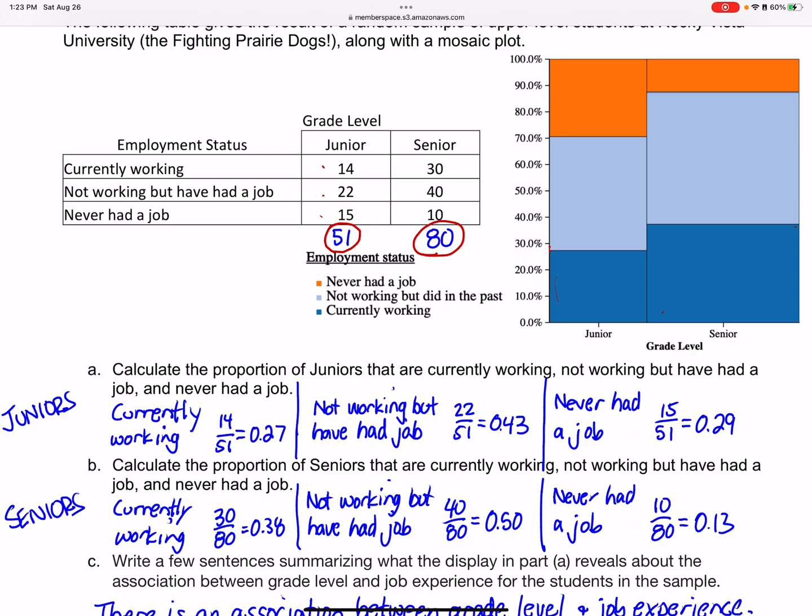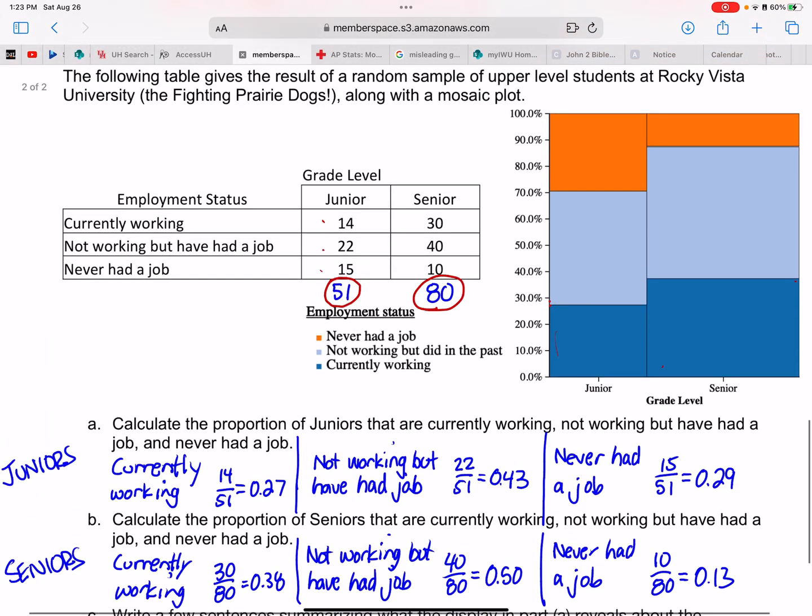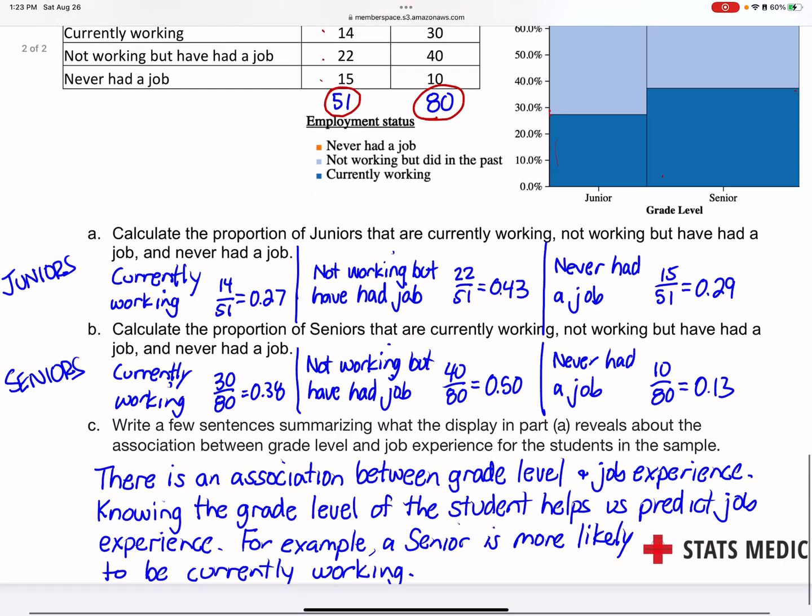Because all the percentages are so different, you can say that there is an association between grade level and their current job employment status. So because these bar graphs are different, there's an association between grade level and employment status. If they were the same, we would say they're independent. There is no association. And it doesn't matter if I walk into a room of juniors or a room of seniors. If I randomly chose someone that has never had a job, I will have the same chances in both rooms. And that clearly is not true.